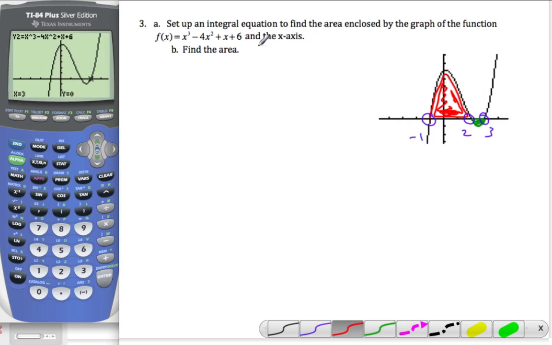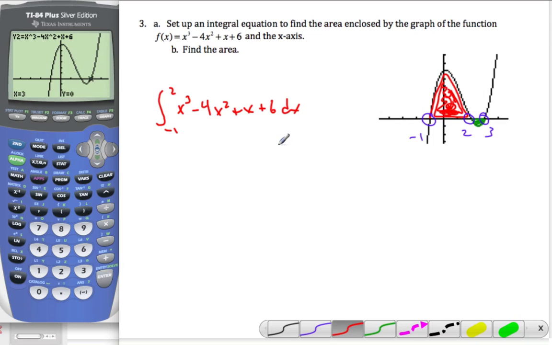Now we have to set up an equation to do this. I know that the integral is equal to the area. And if I go from -1 to 2, that's going to get me the red area. So I'm going to go integral of x cubed minus 4x squared plus x plus 6 dx.